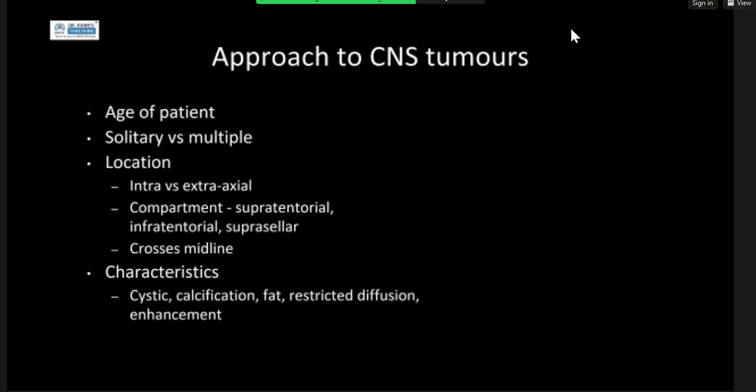Because of course when you think multiple, you're thinking of something like metastases, or perhaps something more syndromic, versus something more solitary, which would make you think, is this something more neoplastic? Location is important. Is this intra or extraaxial?